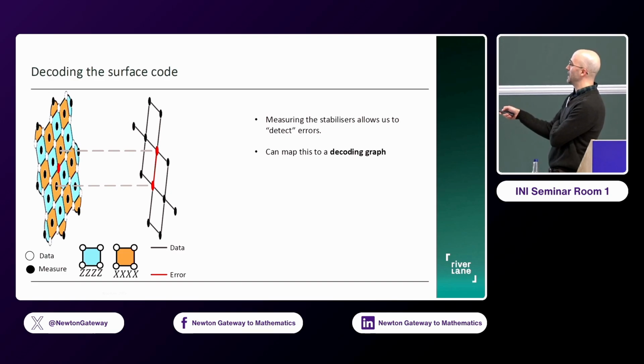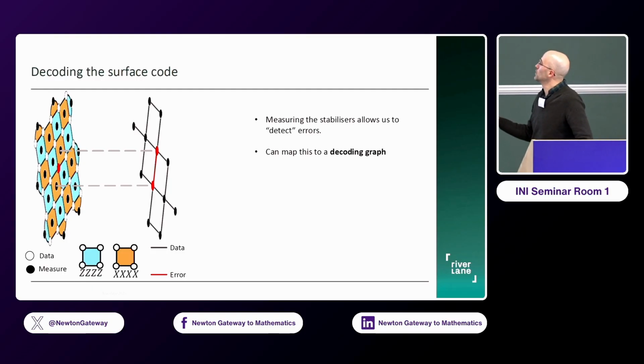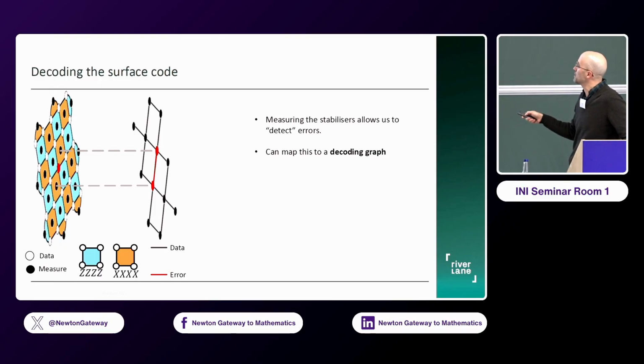The blue plaquettes will not see anything because the blue plaquettes are made of Z operators and they commute with the error that has happened. So this error here is going to be picked up by the 2 orange plaquettes just near it. And that means that we can represent this error as an edge in a graph. And then at the vertices at the end of the edge, we can put the stabilizers, the plaquette operators that have fired and have detected this error.